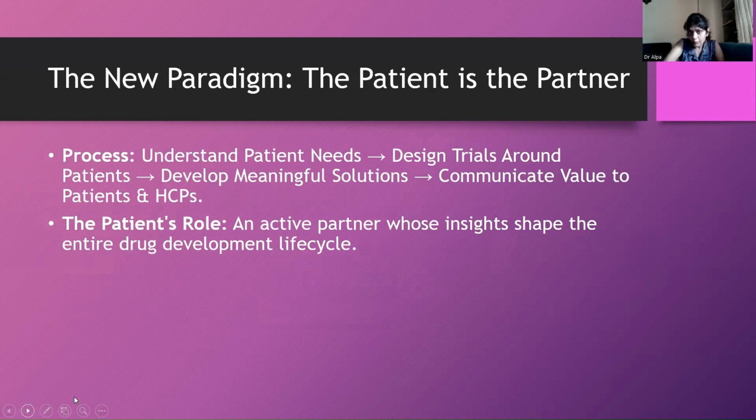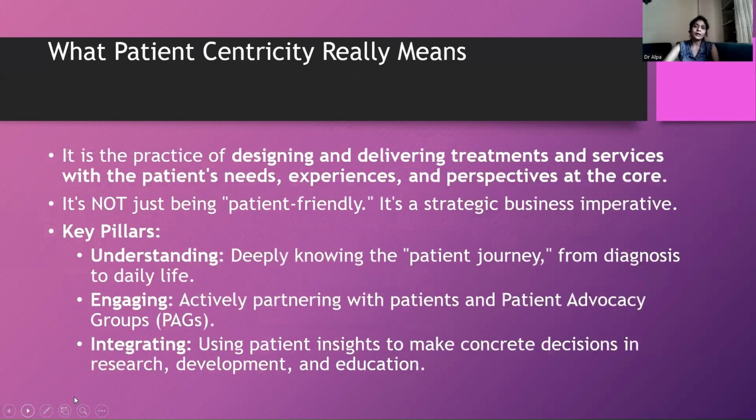So now the first need is to understand the patient needs, and then build the design trials around the patients. So the outcome will be a meaningful drug. Now the patient has become an active participant in the drug cycle. The first thing would be to understand the patient journey from diagnosis to daily life. The company, the solution provider in this case, needs to be aware of all the aspects that the disease is affecting.